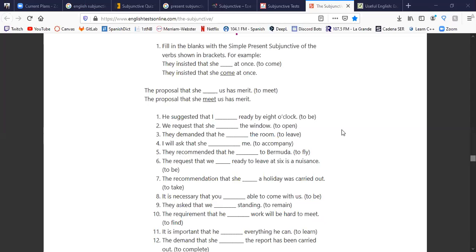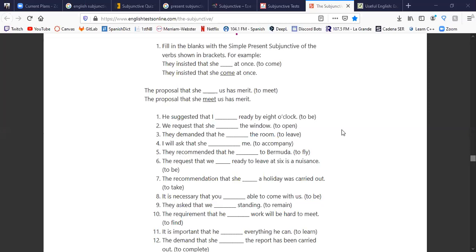So that's the issue. I have a question. It's important that she should be here, or it's important that she should to be here? No, just should be. You never put to after should. After a modal verb, you can't put to after modals like that. So you can't say he should to be here or whatever.